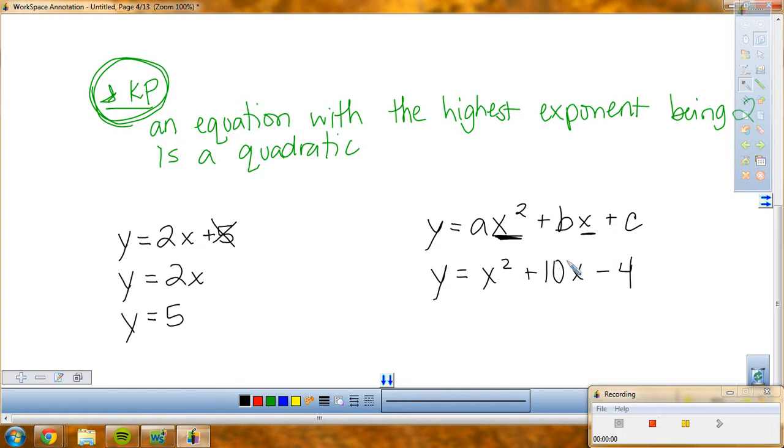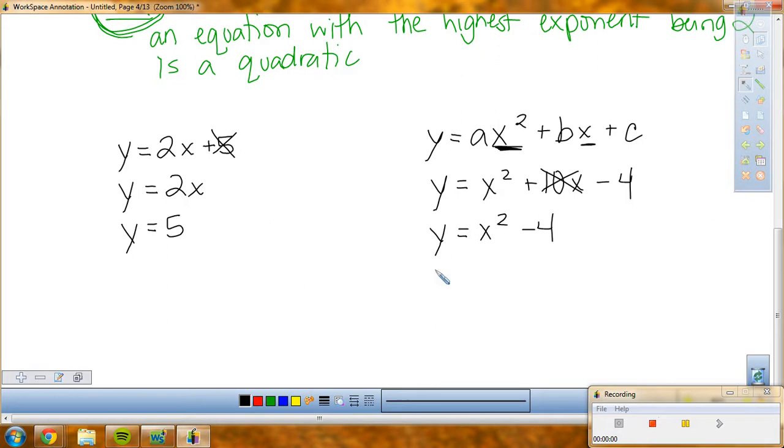But quadratics can be missing pieces, just like we had in slope-intercept form. But in order for it to truly be a quadratic, we always have to have the x squared. So if it's missing the x squared, then it's not a quadratic. But maybe we're missing the bx. That's okay. I can have x squared minus 4, and it's still a quadratic. Or I can have something like y equals x squared plus 7x. It's still a quadratic.